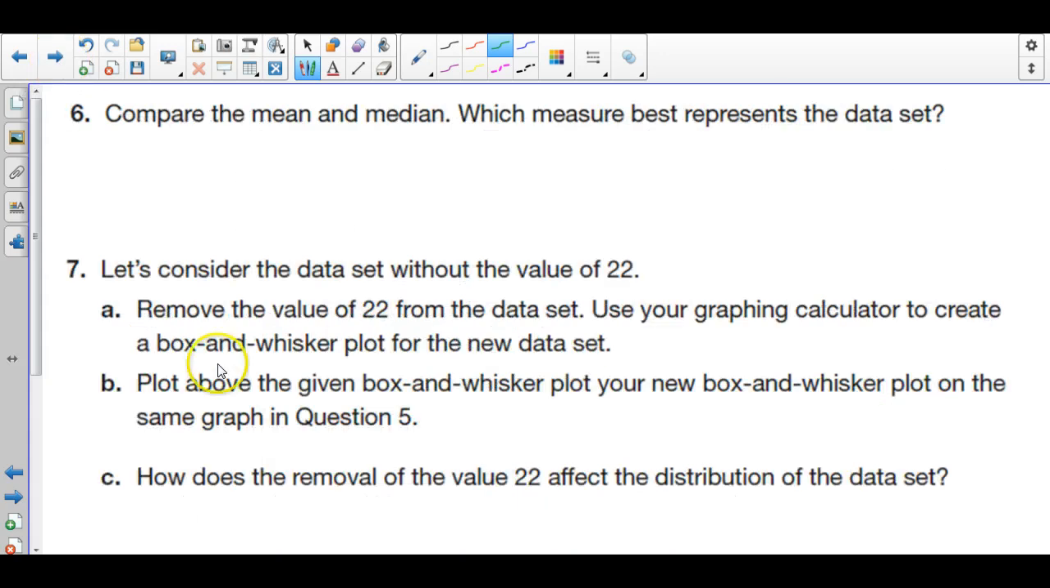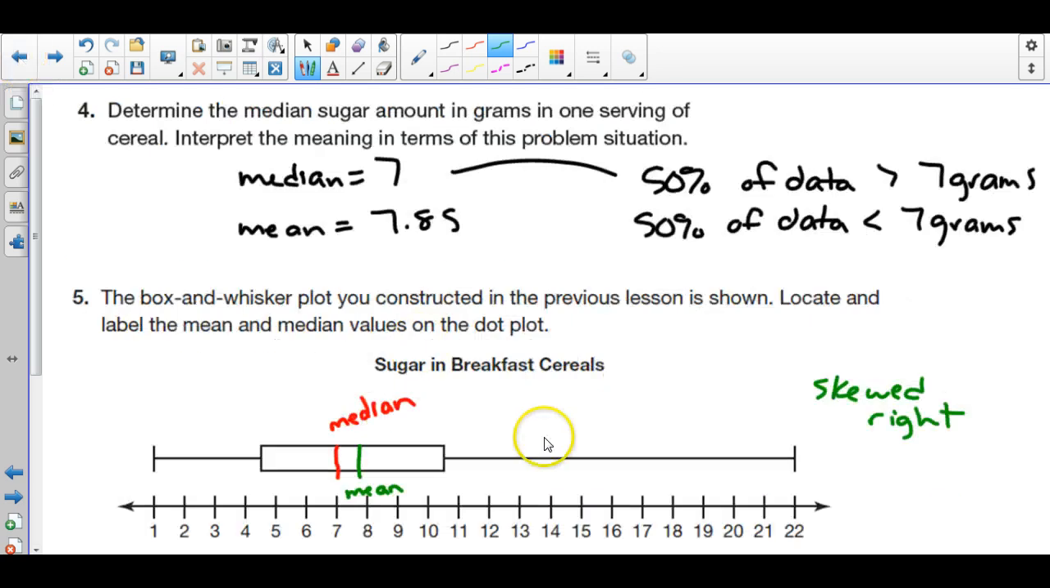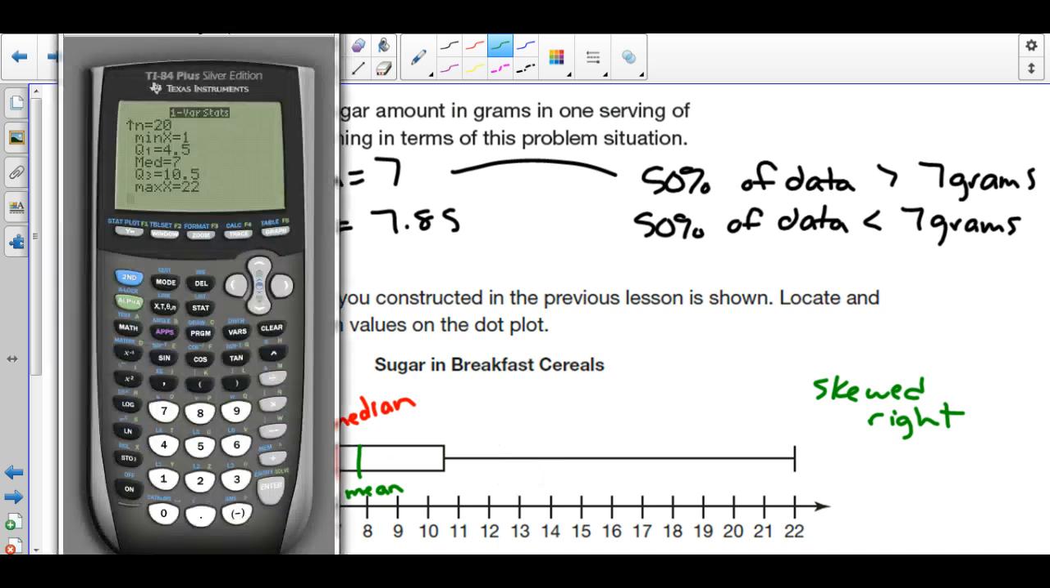Because what we're about to do then for number 7 is remove the value of 22. So what that's going to do is take this maximum value and really shift it down, because the next highest value is 13. So I'm going to go back to my calculator.